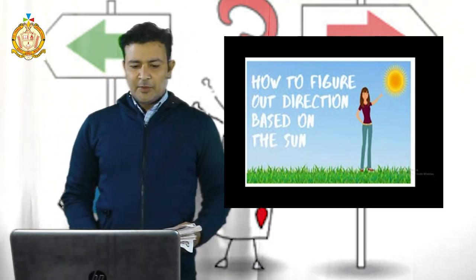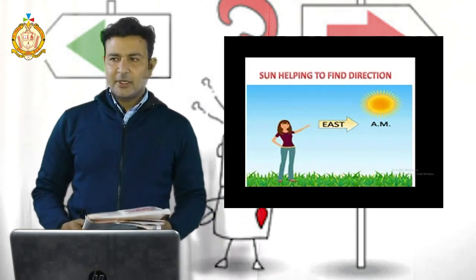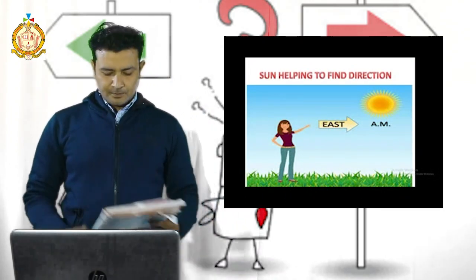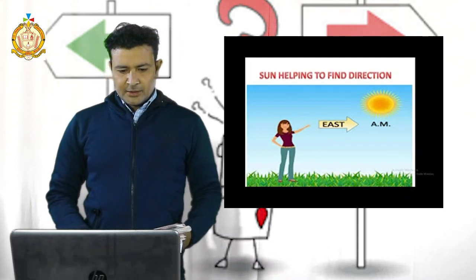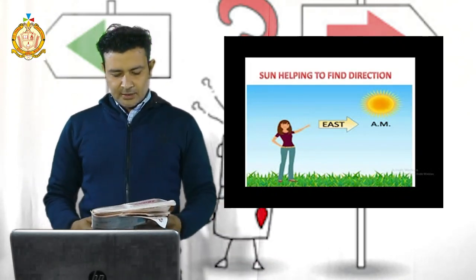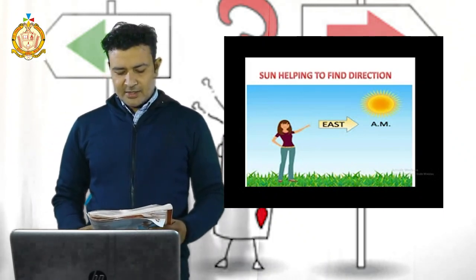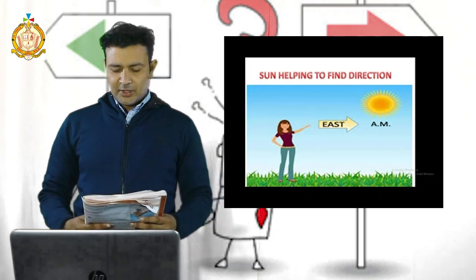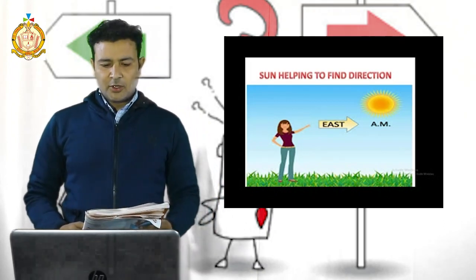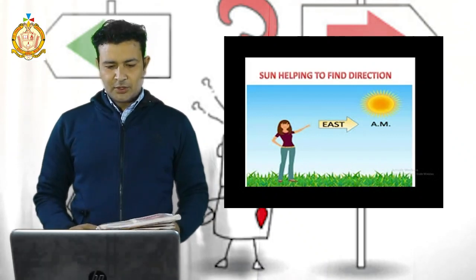See, in the PPT, the girl is showing her hands, that is, she is showing the east direction. In the next picture, see, the sun is helping to find direction. One hand is showing the east, and the other hand is showing the west, and the head is showing the north, and the bottom, like the foot, is showing the side of the south.